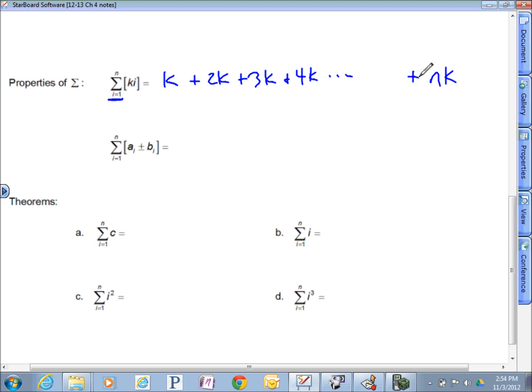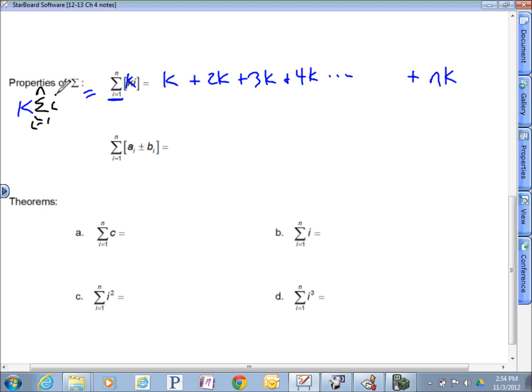So what's the shortcut to all this? If you have a constant like this, you can take your constant out. This is the same thing as k times sigma i equals 1 to n of my sequence. So this is your shortcut. If you have a constant, you can pull a constant out.